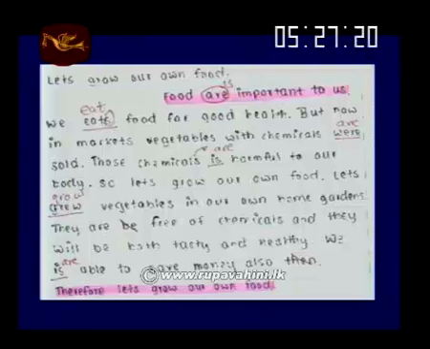So this paragraph is also full of mistakes. So let's see why it is wrong at certain places. So food, we never say food are important to us. Food should always be in singular form.